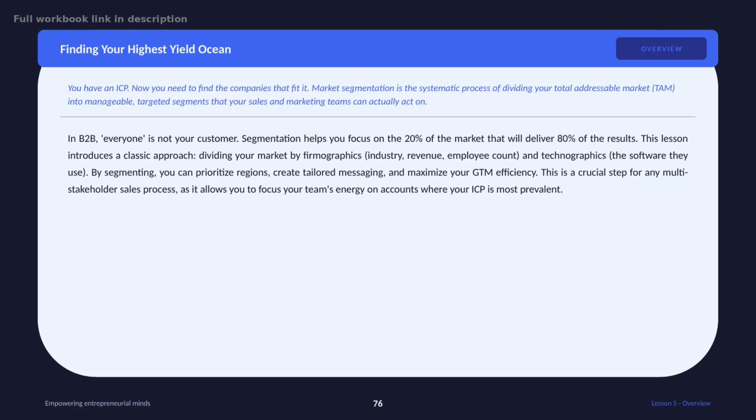This lesson uses a classic split. Firmographics, like industry, revenue, and employee count, and technographics, the actual software a company runs. Segmenting this way lets you prioritize regions, tailor your messaging, and get real efficiency out of your go-to-market effort. And for a multi-stakeholder sale in particular, it means focusing your team's energy where your ICP actually shows up most, instead of spreading it evenly across a market that mostly isn't a fit.